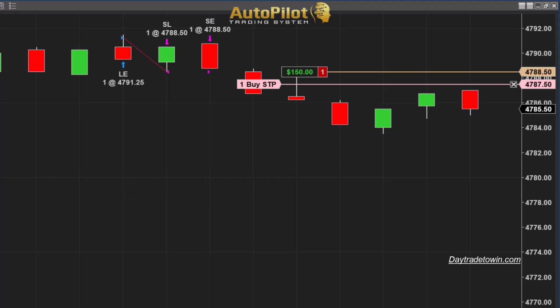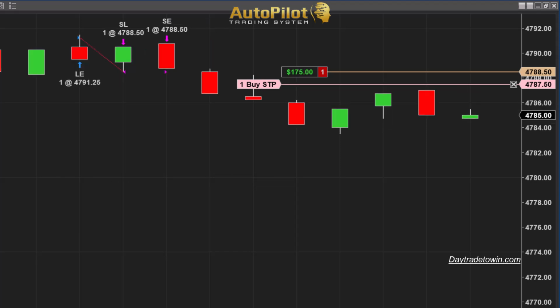The other thing the Autopilot Trading System has is the ability to trade multiple contracts. If you're trading multiple micros or regular mini contracts, now it can trade different markets as well. So I'm always trading the E-mini S&P. That's my market of choice, but it may not be your market of choice.